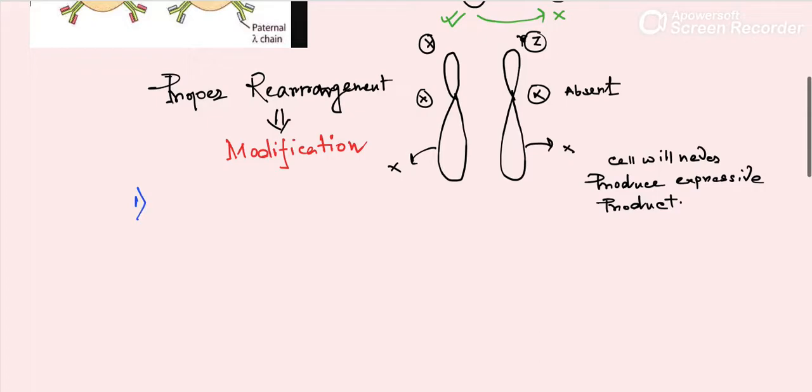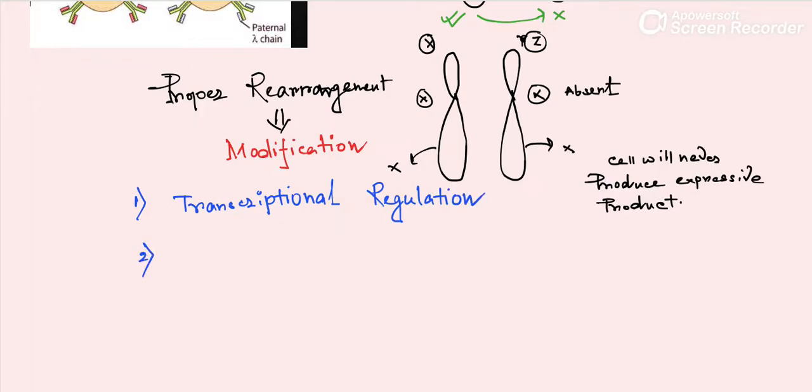Two types of modification, or rearrangement, we can find. One is transcriptional regulation, it may happen, and the second is post-transcriptional. One is transcriptional and another is translational.